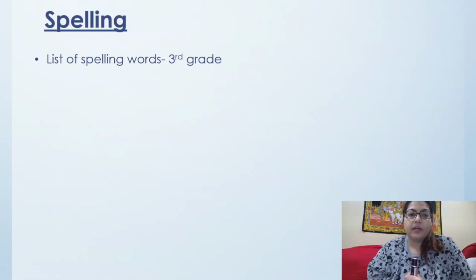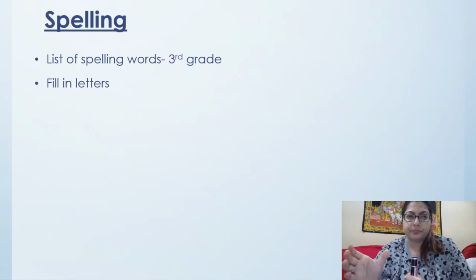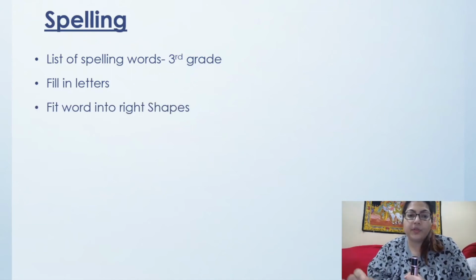Spelling. List of spelling words, third grade will be the first to begin with, because that is the whole list which I will be giving out in the individual lesson, and based on that we have the lessons that are listed further. The first one will be fill in the letters. This is more like, there will be missing letters in the words and you have to fill them in. Then fit word into the right spaces. This is mostly like determining the letter with the shape of the blank.